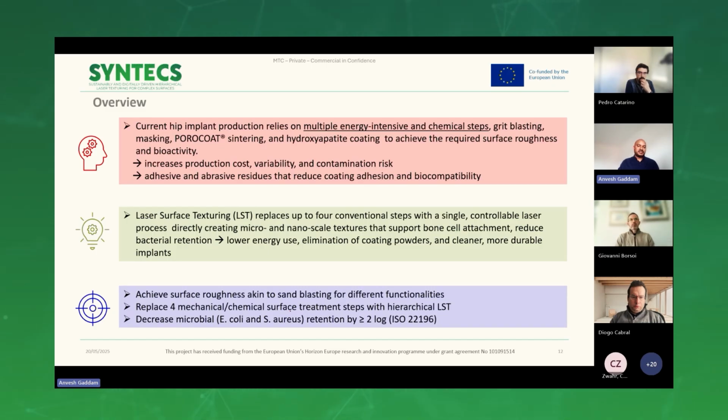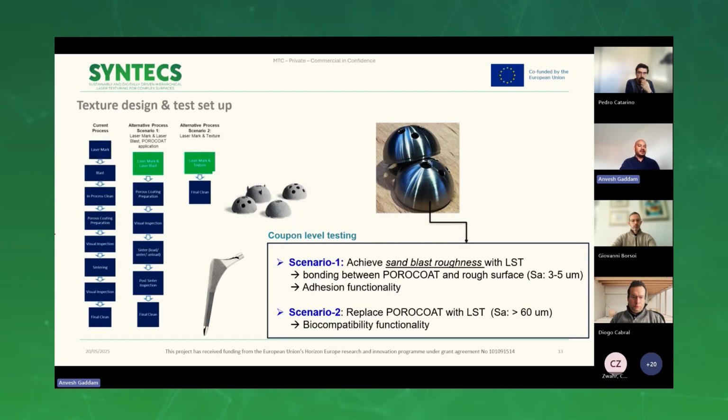And as shown in this slide, the left of the slide shows an image where the conventional process has a number of steps, including grit blasting to final visual inspection. And in different scenarios, we wanted to remove these steps with laser surface texturing. And these are some of the hip implants shown here. The hip implants before the powder coating are shown in this particular image.